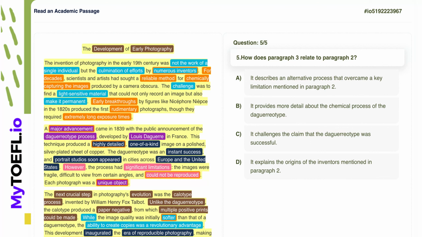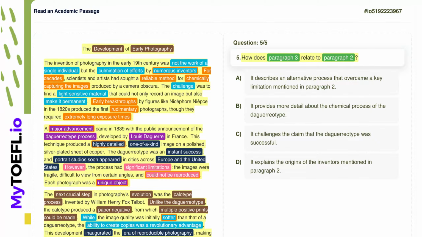Okay, on to our final question. This one asks about the relationship between two paragraphs. We need to think about how the author organized the information and what purpose each paragraph serves. How does paragraph 3 relate to paragraph 2? This question asks us to understand the structure of the text. We need to see how the idea in paragraph 3 connects to the idea in paragraph 2.